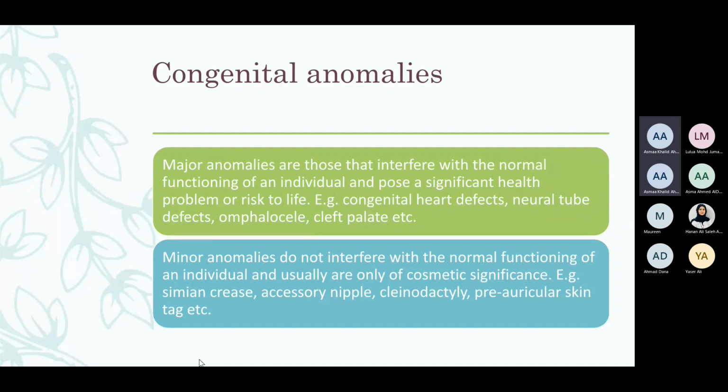Now, the other thing is the minor anomaly, and usually this does not interfere with the normal function of the individual. It's mainly of cosmetic significance, something like simian crease, accessory nipple, auricular skin tag. It has a cosmetic significance, but function-wise, it will not affect the baby.